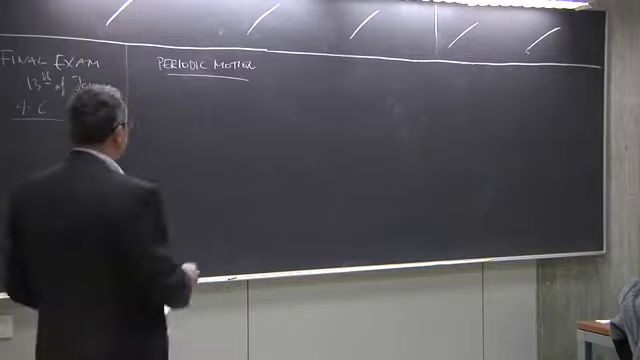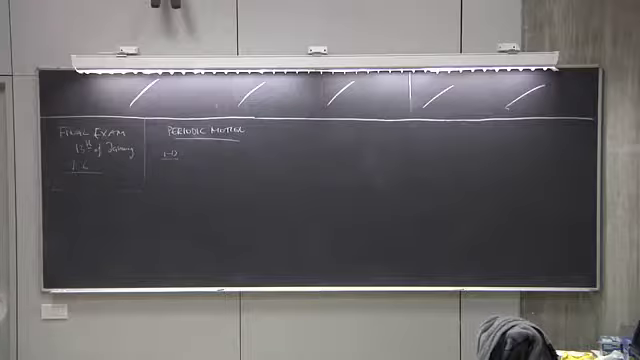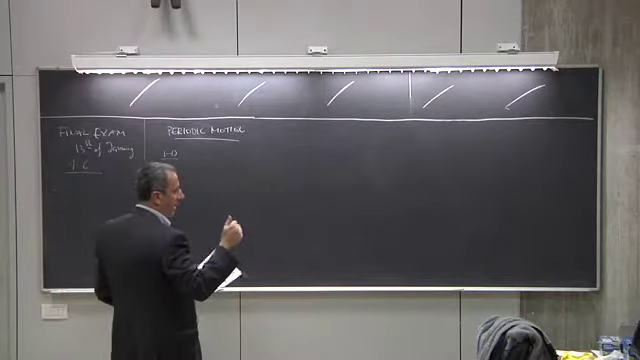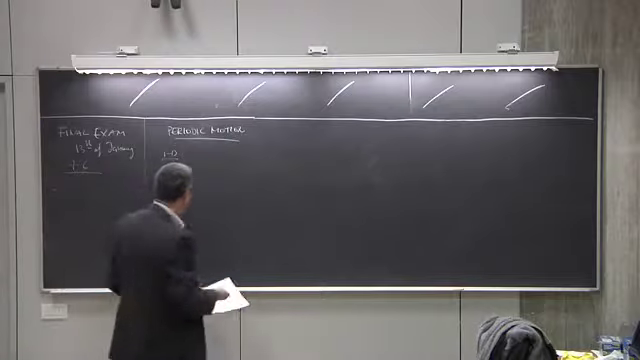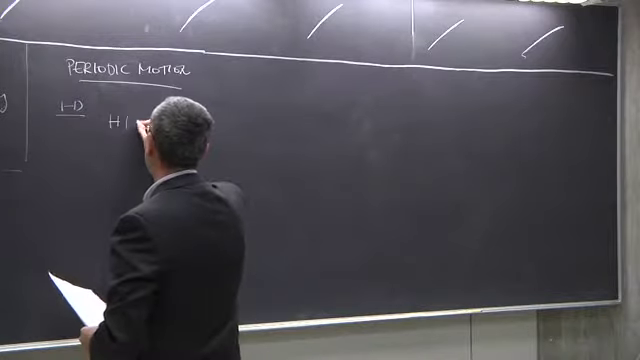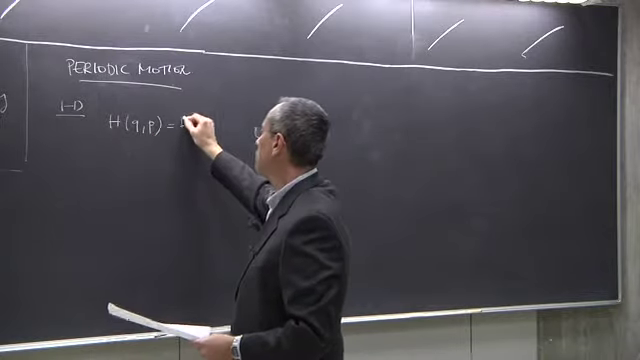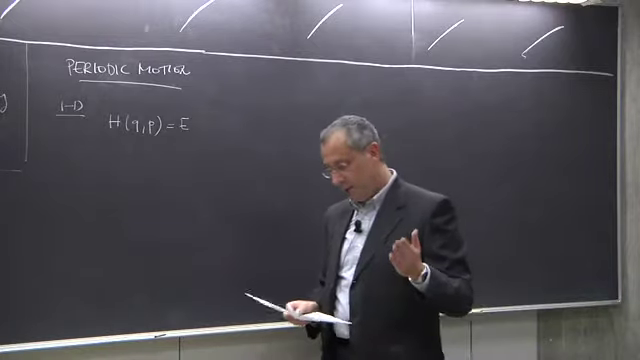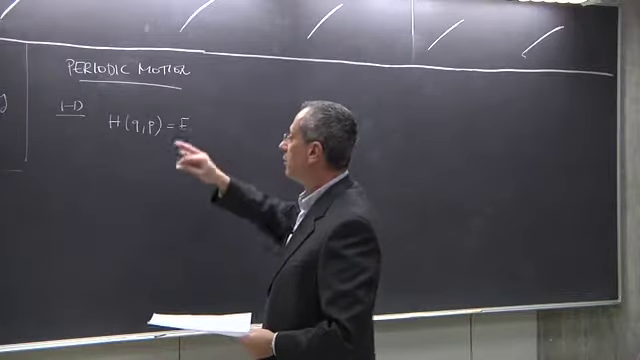Let me stay in one dimension, so that my phase space is just two-dimensional and I can draw it on the blackboard. I only have one generalized coordinate and one generalized momentum, and my Hamiltonian is going to be something like this. Let's assume that the energy is conserved, and therefore my Hamiltonian is also the energy. So what is a periodic motion?